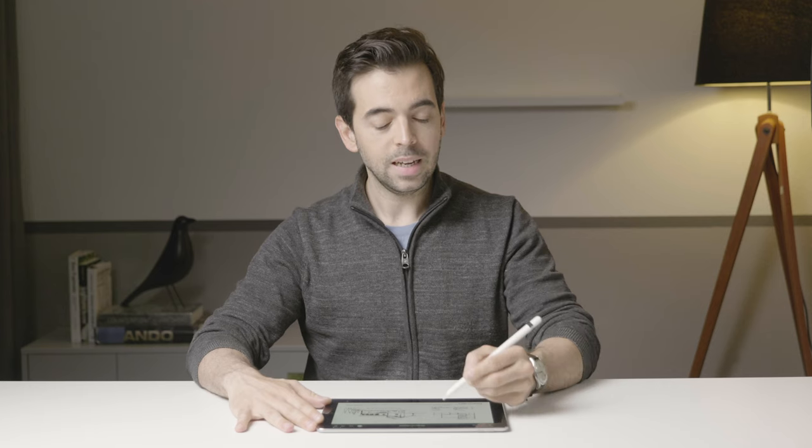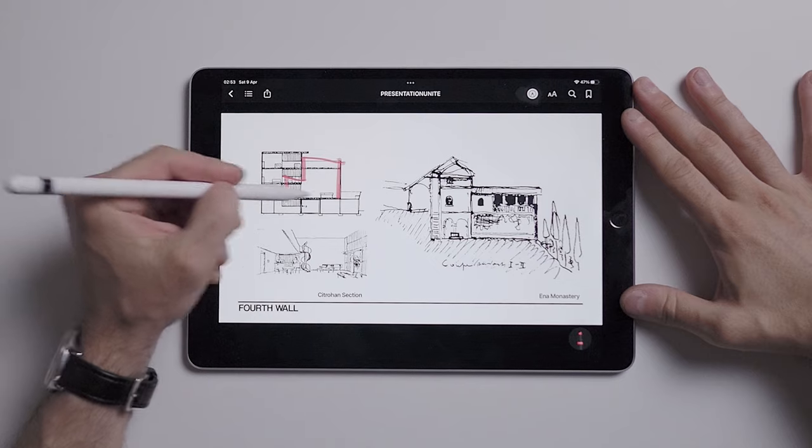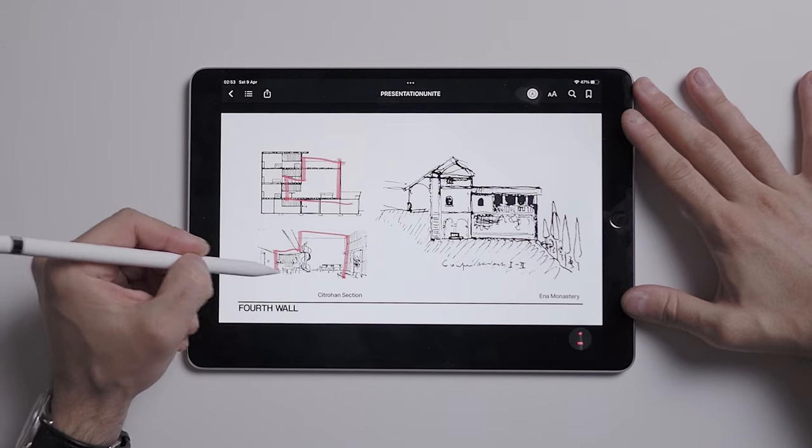That same space is also visible in the Citrohan that was built in the Weissenhof in Stuttgart. It's exactly the same space that you see in the Unité, so double height in the living room space.